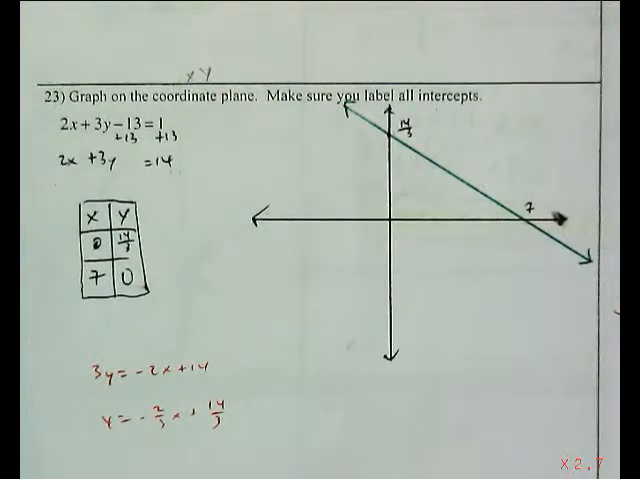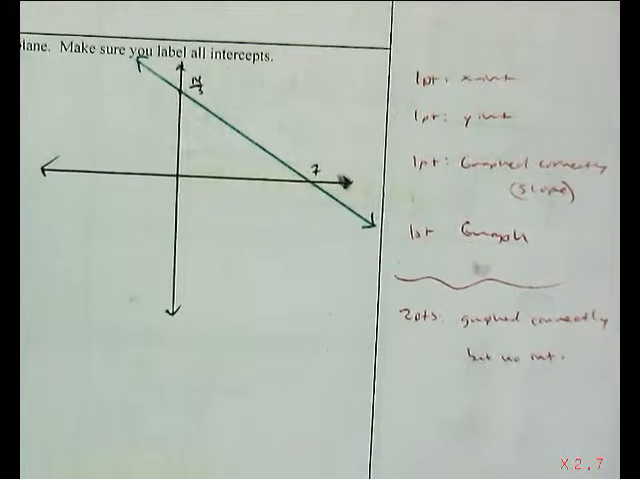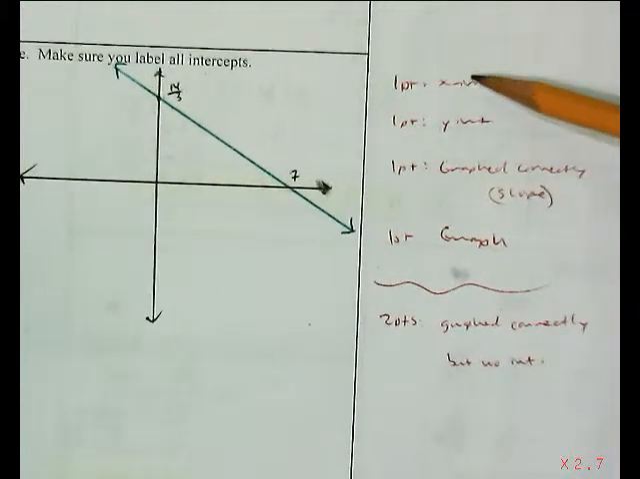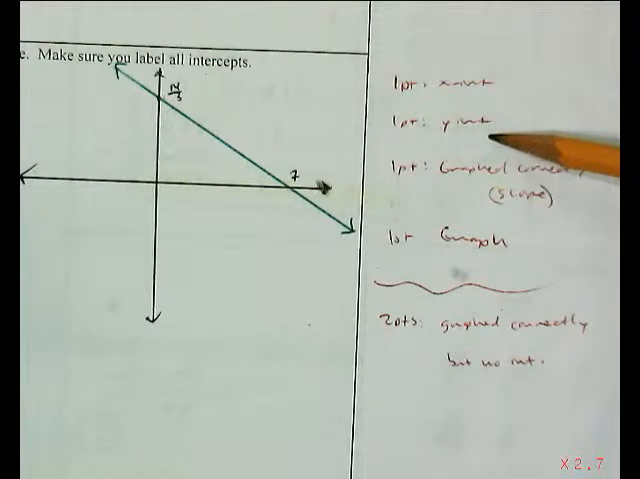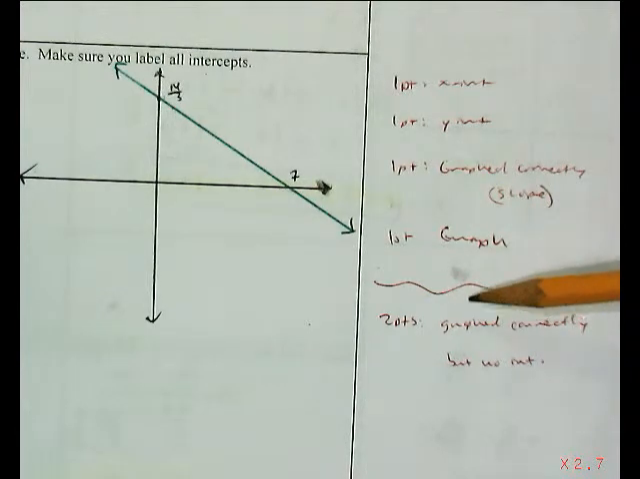That's the slope-intercept form. My partial credit: 1 point for knowing the x-intercept and labeling and graphing it. 1 point for the y-intercept. 1 point for graphing correctly with the slope. Another point for knowing that it's linear. And let's just say you graph correctly but no intercepts, I give you 2 points total.